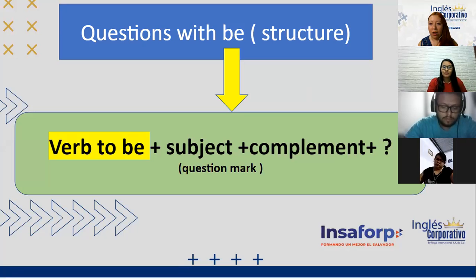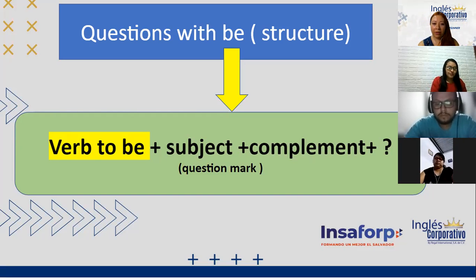For example, are you happy? Are es el verbo to be, you es el sujeto, happy es el complemento, right? Are you happy? Or is she your mother? Is el verbo to be, she es el sujeto. Y complemento, en este caso, your mother sería, right? Is she your mother? Okay? Questions in this part? Preguntas sobre las preguntas.